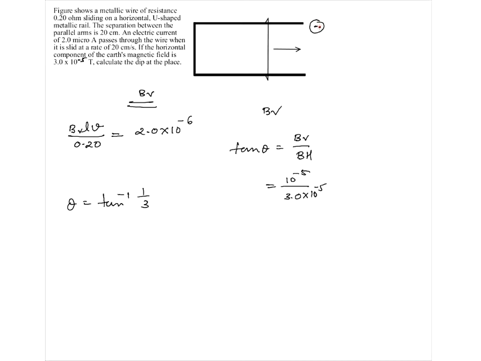So electric current is given. So we need EMF. EMF will be BV, LV. Current will be that EMF divided by the resistance, which is... how much is the resistance?